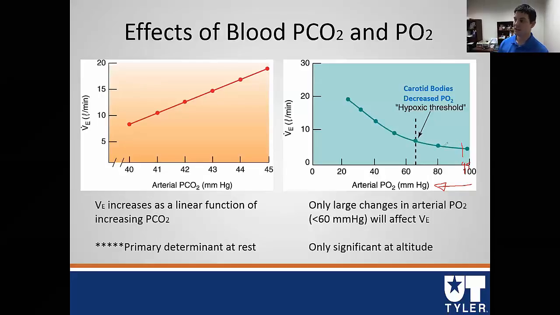And so we'll see that we remain relatively flat, and then at about 65, a PO2 of 65, we'll see a rapid increase in the rate of breathing. But again, massive decreases here in PO2 are needed to drive any changes in ventilation. Tiny changes in PCO2 will drive rapid changes in ventilation, and that is an important take-home message.